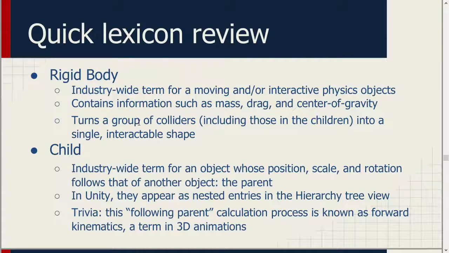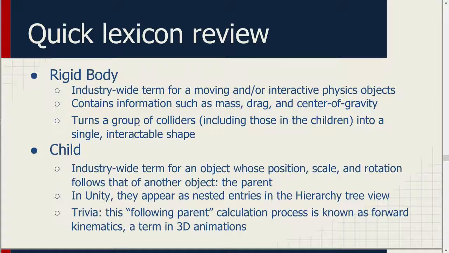So, quick lexicon review. What is a rigid body? Rigid body is an industry-wide term for any sort of interactable objects. It contains information such as mass, drag, and center of gravity. If you want to know what drag is, it's kind of like air friction, right? If something has a very strong drag, such as a feather, then that means they move very slowly through the air. And center of gravity, of course, is the center of which it spins at best.